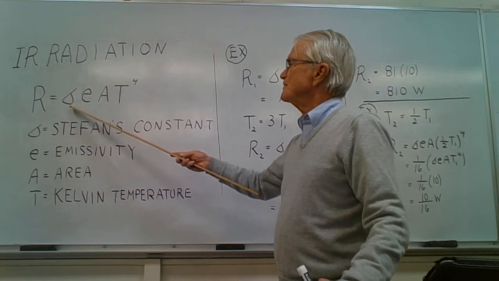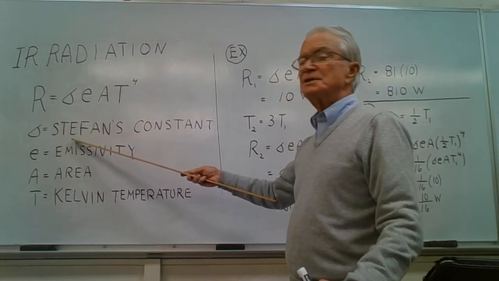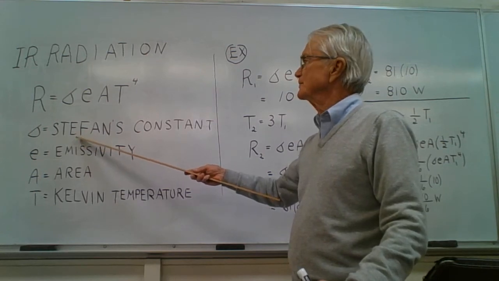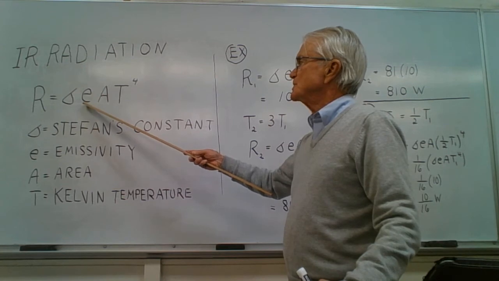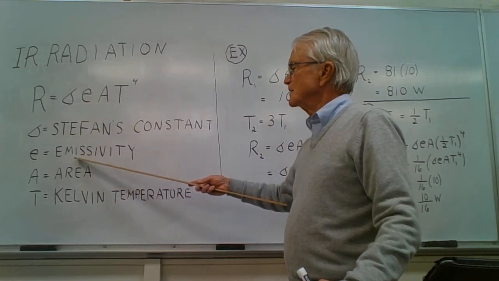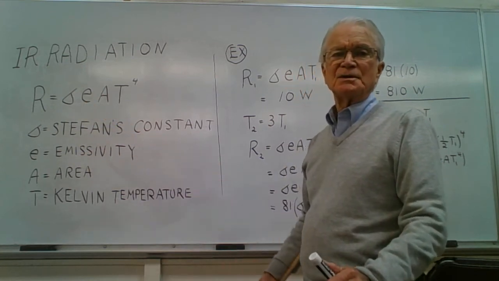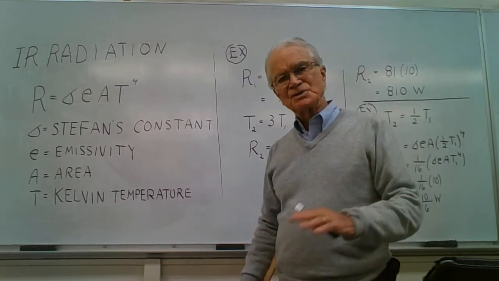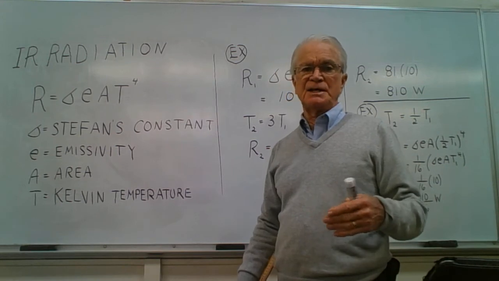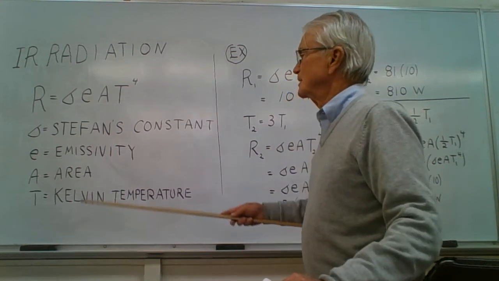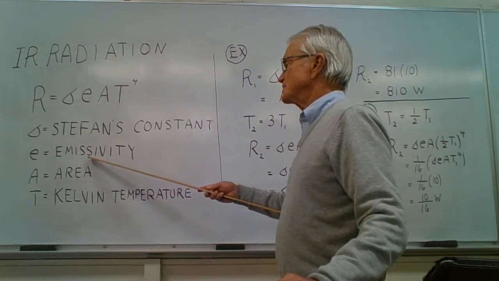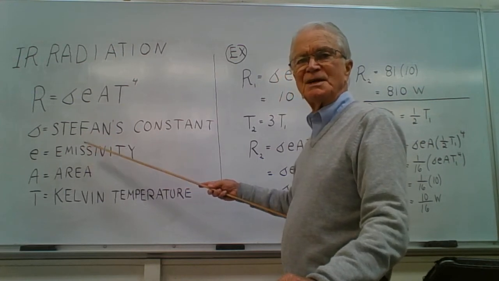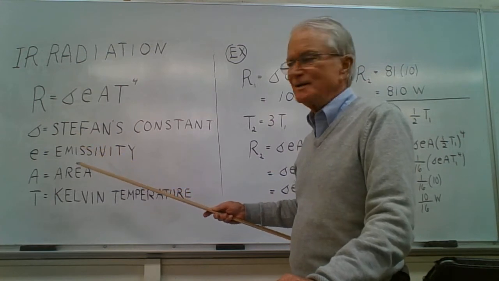is equal to Stefan's constant. It's a number I gave you last time. We won't need it in this lesson. Times the emissivity E. That's a number that is a measure of how efficient the surface is in radiating energy. It's a number that's dimensionless and ranges between almost 0 to almost 1, but never exactly 0 or exactly 1.